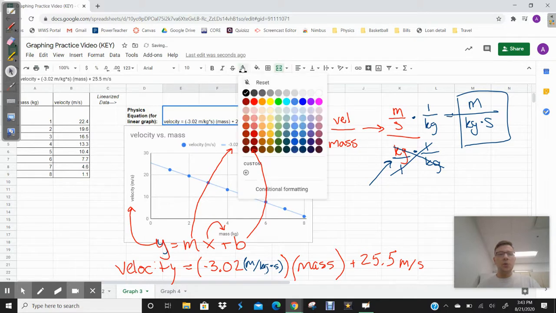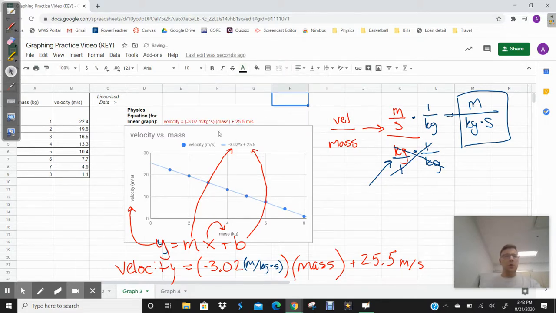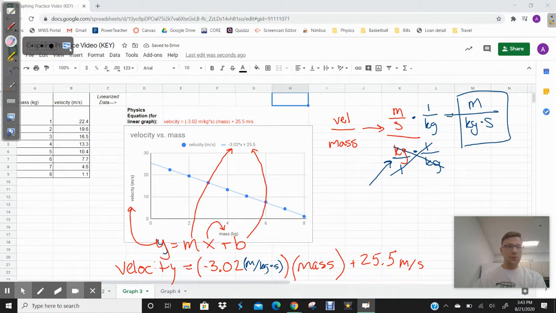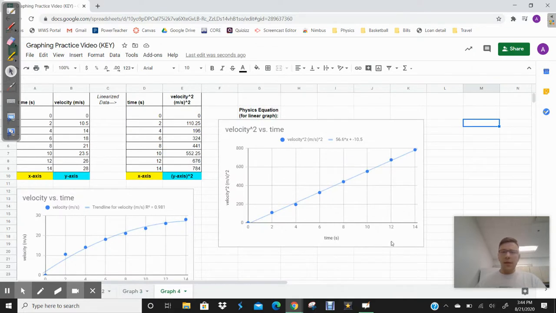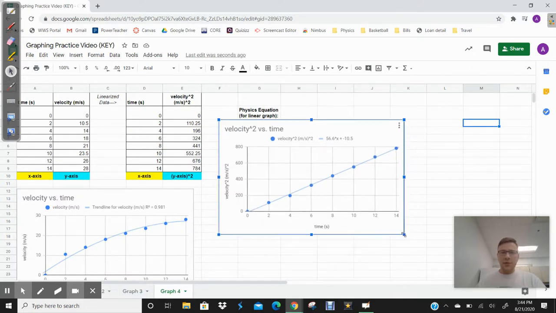So we're now done with our physics equation for the third graph here. Go ahead and erase that stuff. And once again, we can predict values using this equation here. So if we knew what mass we wanted to look at, we could go ahead and plug that number in right here for mass, multiply it by negative 3.02, and then add 25.5 onto it, and that would give us our final velocity there. Okay, so last one here, and I'll make this slightly smaller.